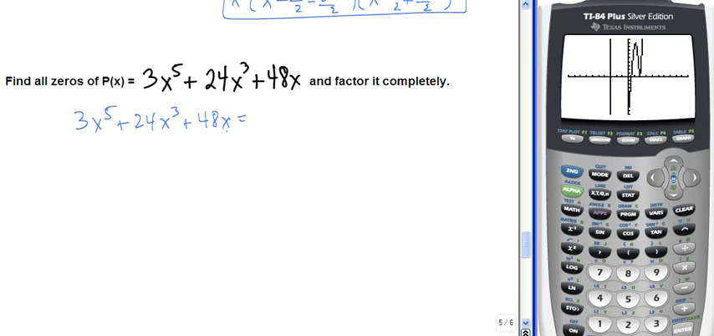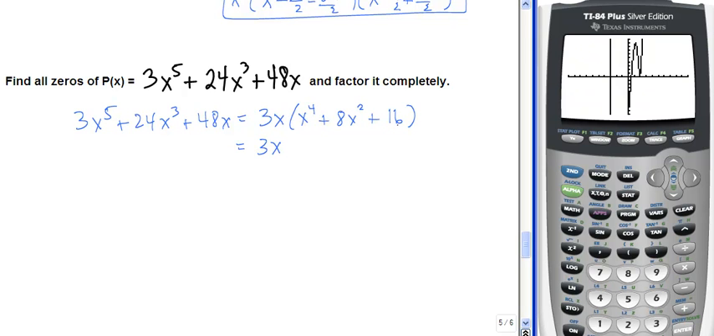So if I look at this, it's a fifth degree, but it looks like I've got an x in common throughout, and I also have a factor of 3. 3 goes into 24 and 48 as well. So I have a GCF of 3x. If I pull that out, I'm going to be left with an x to the fourth plus an 8x squared plus a 16. Now this fourth degree that we're left with here, does it factor any further?